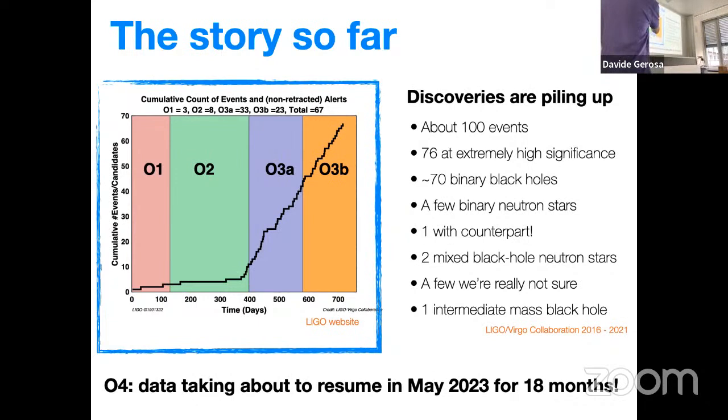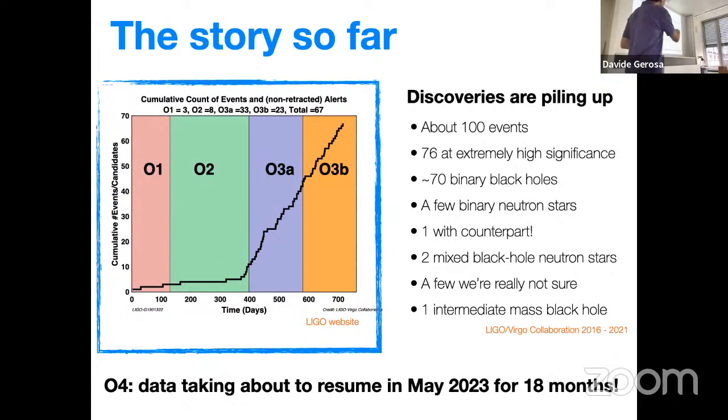So from the first detection here, we are now at about, maybe this plot is not the absolute latest, but we are talking about 70 up to 100 events, depending on how you define what you call an event. About 76 of which are at extremely high significance, say larger than the nominal 5 sigma, whatever that means. 70 of these are binary black holes, so these are mergers of two black holes coming together.